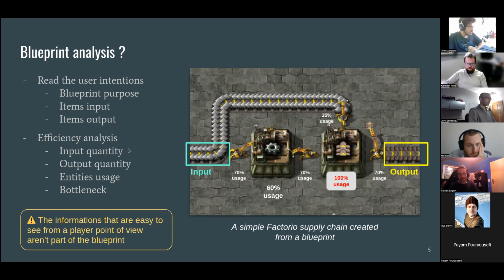Apart from that, we are interested in the efficiency of this blueprint. So how many items will exit, how many items will enter, and what the usage percentage of each entity is. This information will help us see where the bottlenecks are. So what are the entities to upgrade to make our factory faster. So the challenge lies in the fact that none of this information is in the blueprints. It's up to us to calculate it according to the list of entities.